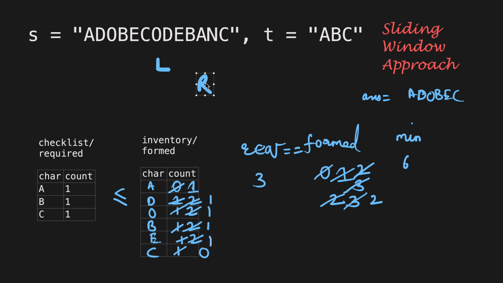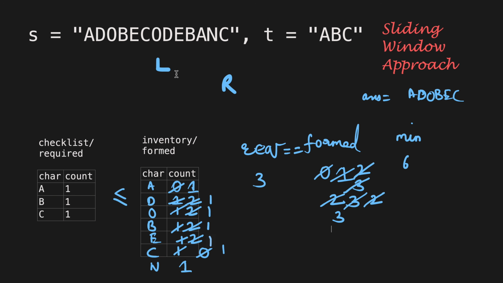So right pointer moves forward and includes character N. And since N is not part of the checklist, the window remains invalid. So we expand further and include character C. And so we increment the frequency of C to 1. And since C was part of checklist and the count of the character in required and inventory match, we increment formed to 3. And since now required count is equal to formed count, the window is valid again. But the length of this window is 7, which is not an improvement.